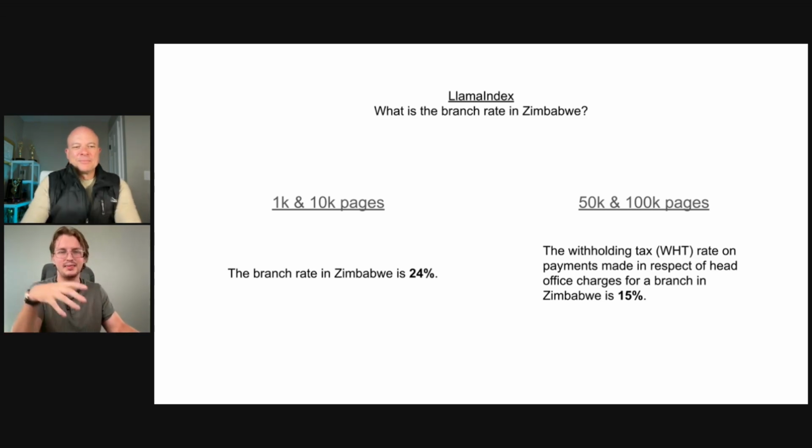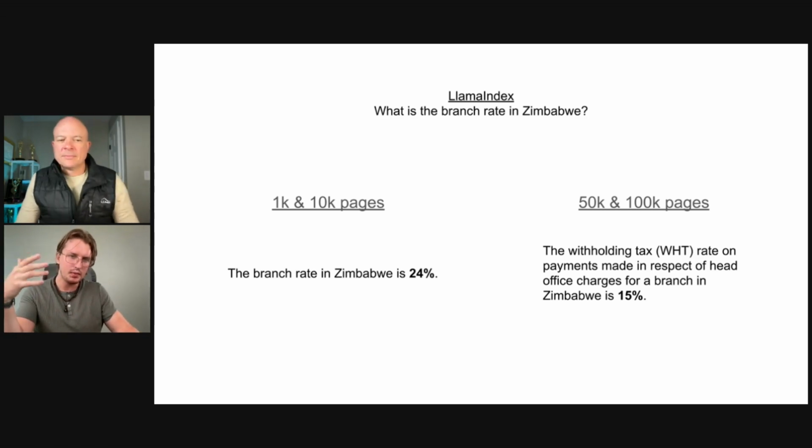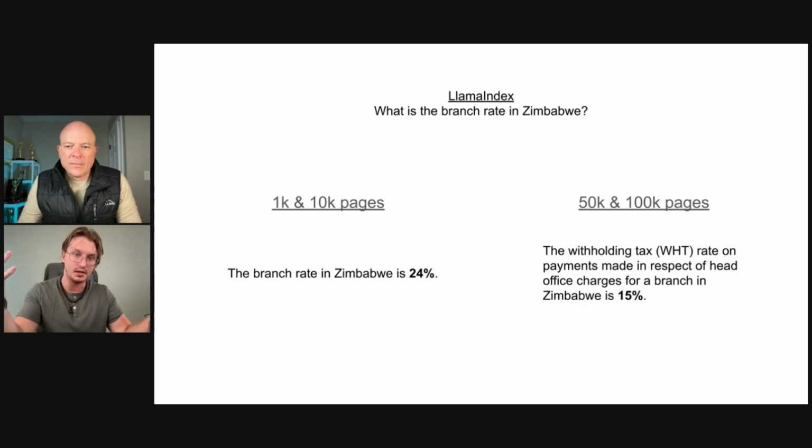Gotcha. But yeah, so we had 1,000 pages and 10,000 pages. And we asked, what is the branch rate in Zimbabwe? And there's this table that has branch rates for a bunch of countries for, I think, regional banks. And that's the context that we're working in.